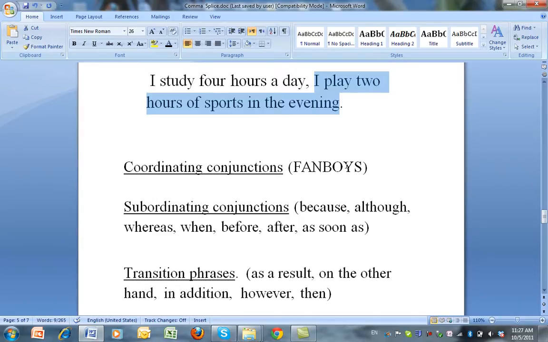But if you want to just do a simple addition relationship, you use and. For example, I study 4 hours a day, and I play 2 hours of sports in the evening. That's very simple. It's following the rules, comma, coordinating conjunction.